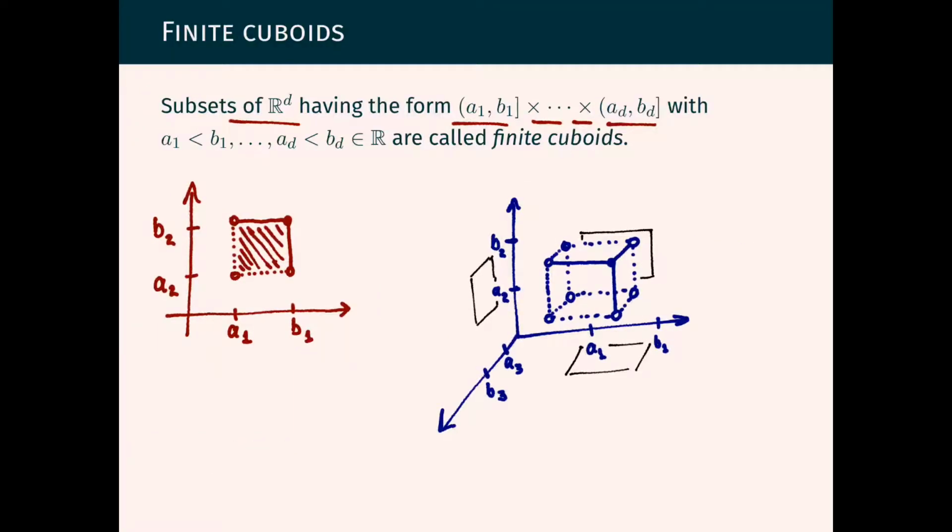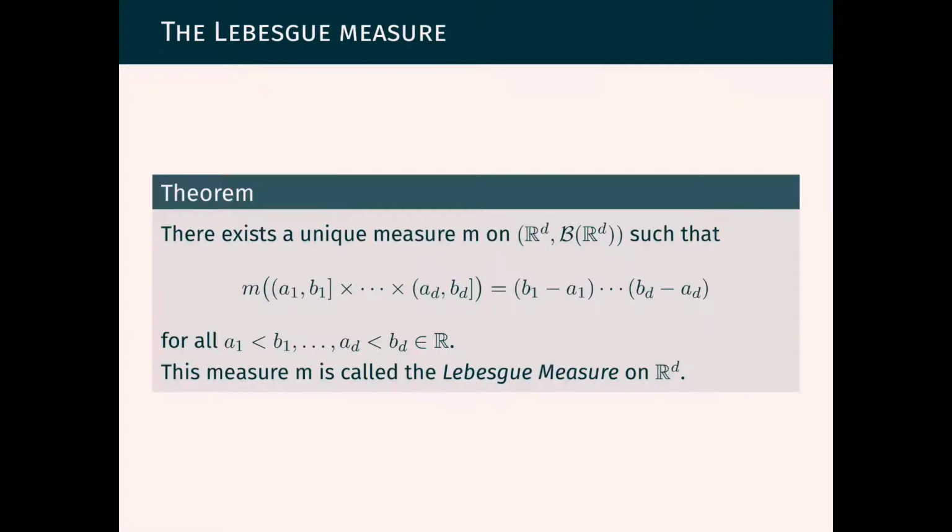As a brief reminder, finite cuboids in this module we define as the Cartesian product of finite intervals, left open, right closed. In 2 dimensions they will be squares like this, in 3 dimensions they will be cuboids like this, in higher dimensions we use our imagination. And the Lebesgue measure is the unique measure that assigns to each cuboid the product of its dimensions.